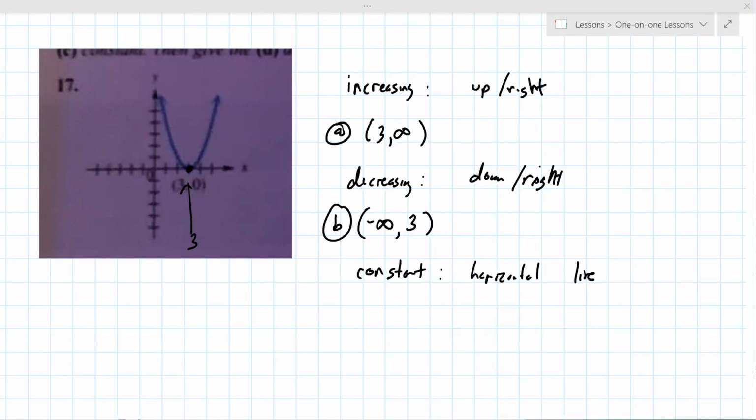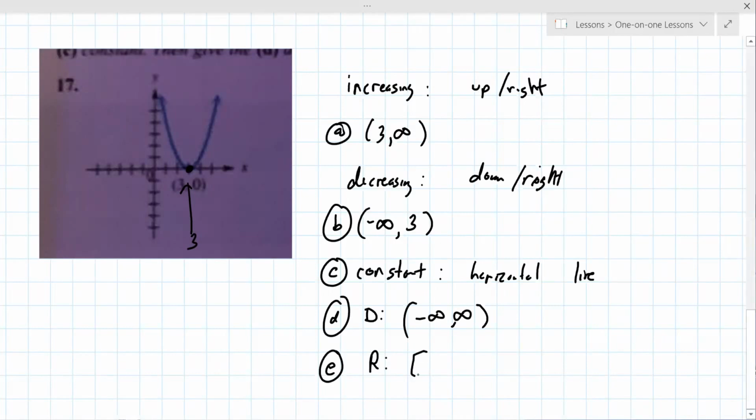So the domain here is all real numbers. There's no place where there's a break or discontinuity. For the range, should it be something like 0 to infinity? Exactly. It is a bracket 0 to infinity because it's included. Oh, bracket. Okay. 0 to infinity.